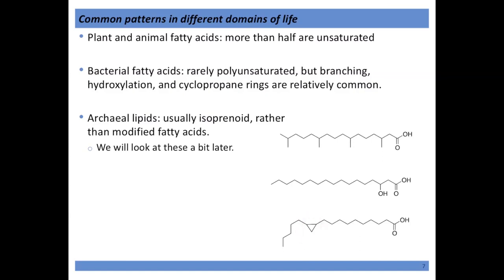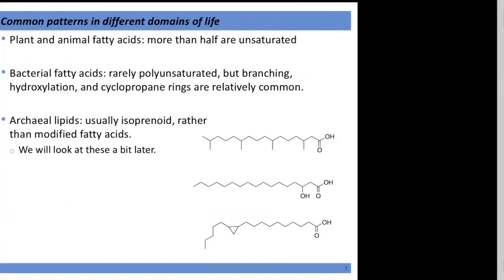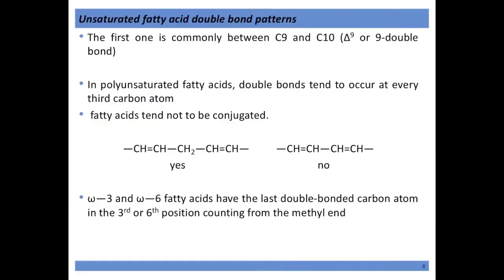And our archaeal lipids are isoprenoid, which we'll need to talk about, and they're modified. They actually have a lot of interesting properties for these bacteria, and we'll talk about that later. So something else about the double bonds is they tend not to be conjugated, meaning you have a double bond, single bond, double bond. They tend to be separated by at least 2 sigma bonds there.